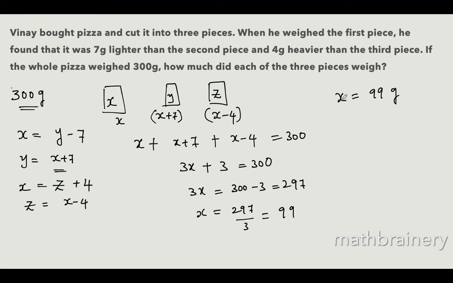So what should be the weight of the second piece? It must be x plus 7, which must be 99 plus 7, which is 106 grams. And the weight of the third piece must be x minus 4, that is 99 minus 4, which is 95 grams. Let us look at the next question.